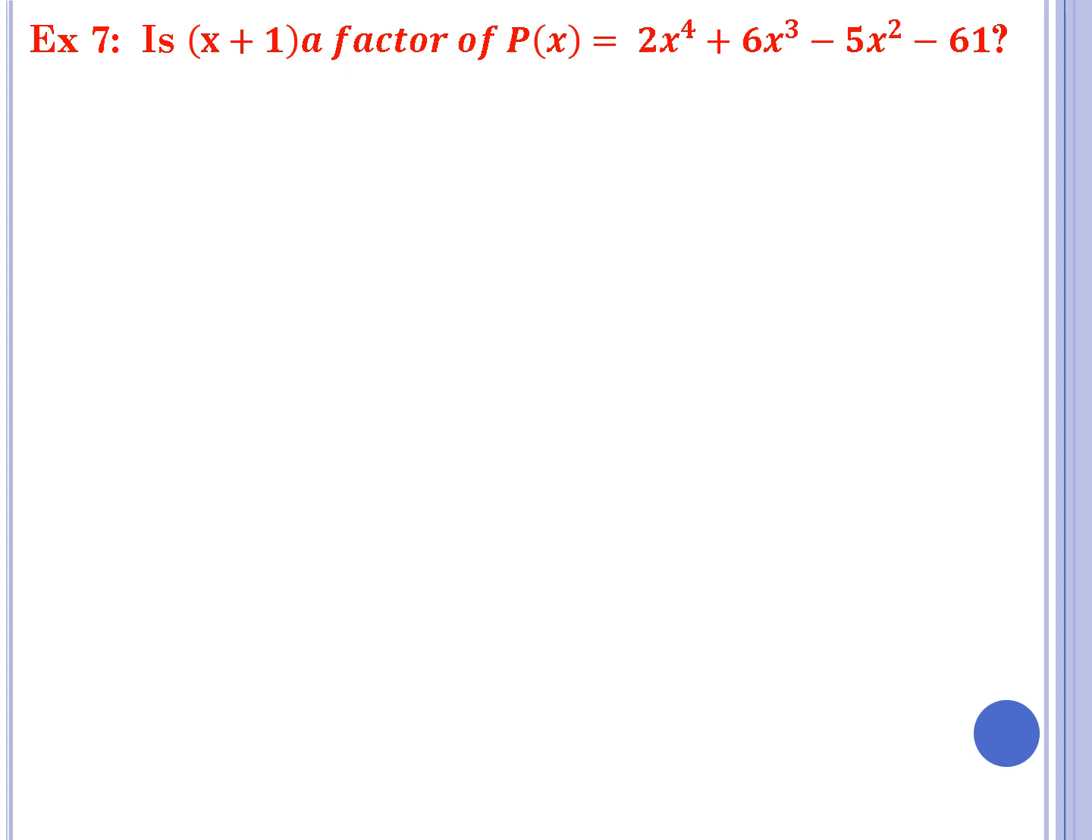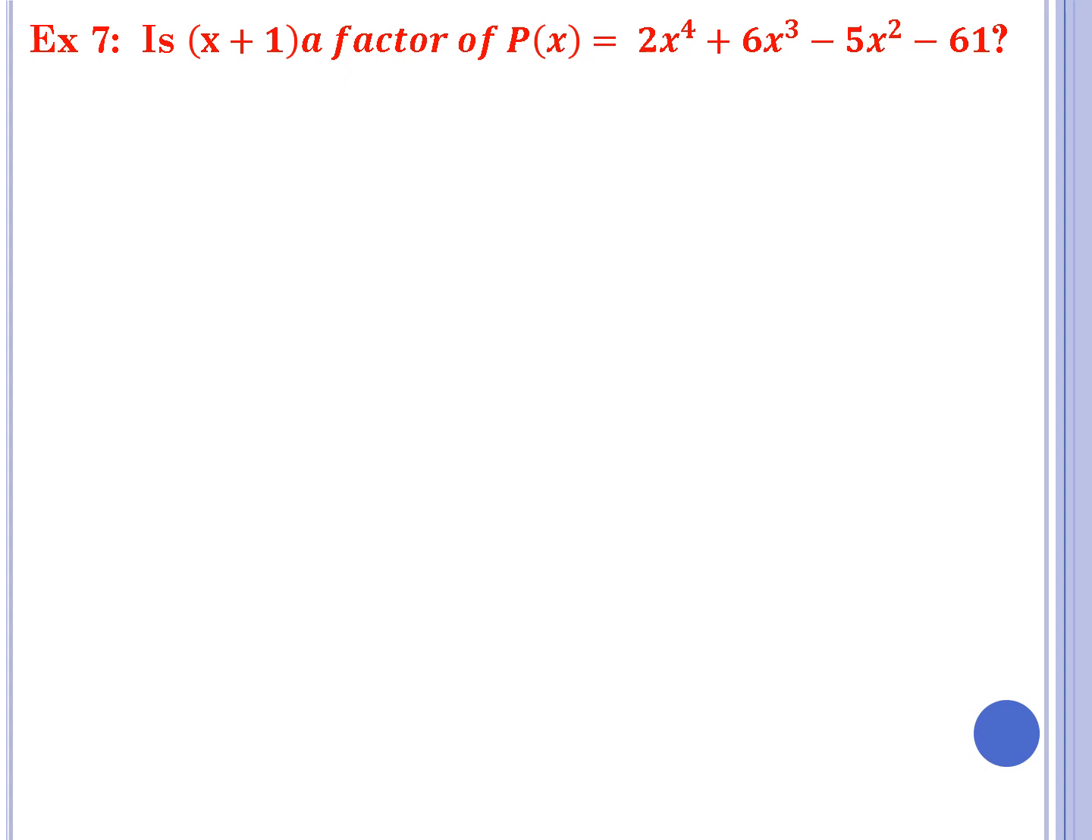Okay, let's look at another one. Is x plus 1 a factor of p of x equals 2x to the fourth plus 6x cubed minus 5x squared minus 61? Now, if all I want to know is is it a factor, then yeah, remainder theorem is the way to go, because they're not asking me, hey, divide it. They're just saying, is it a factor?